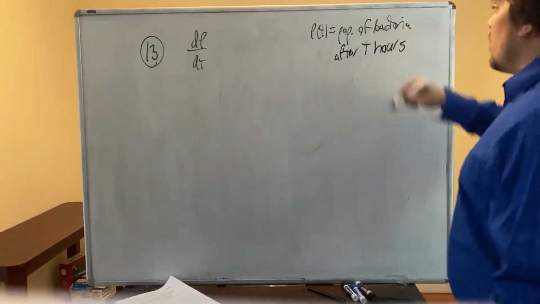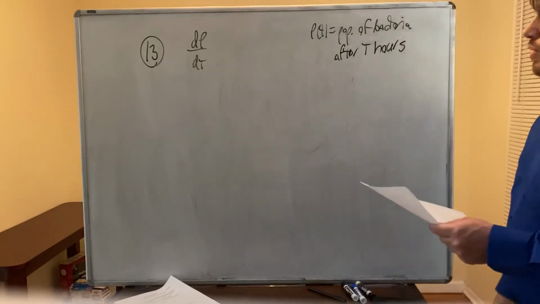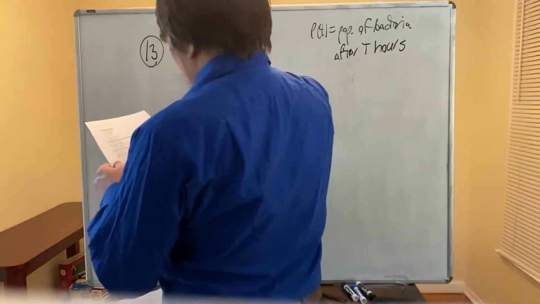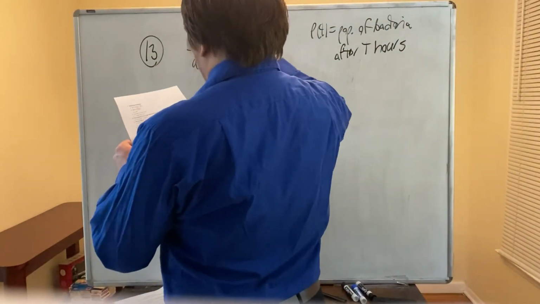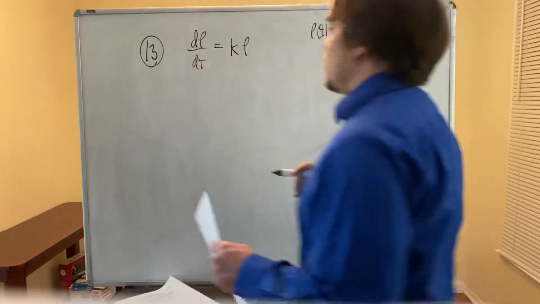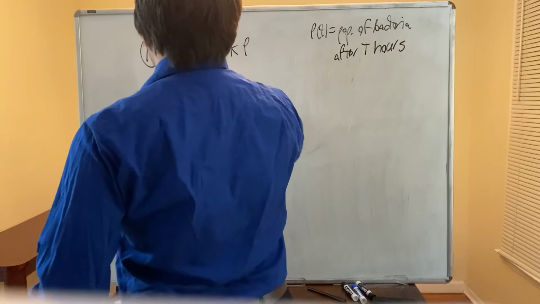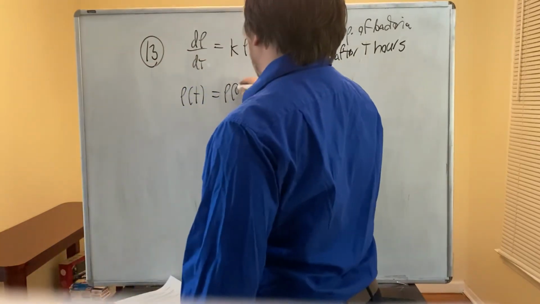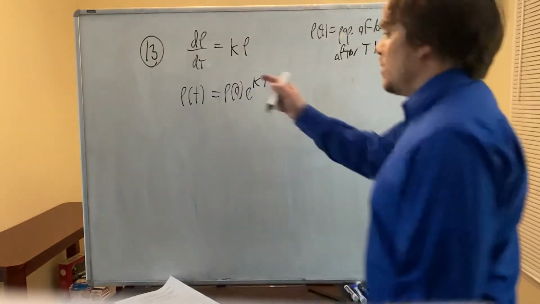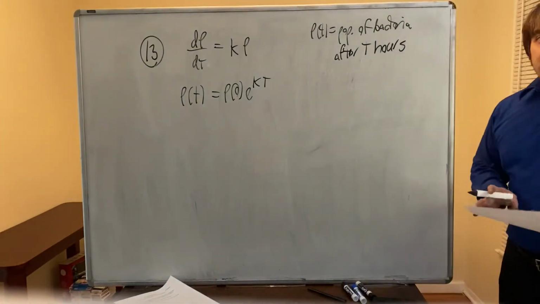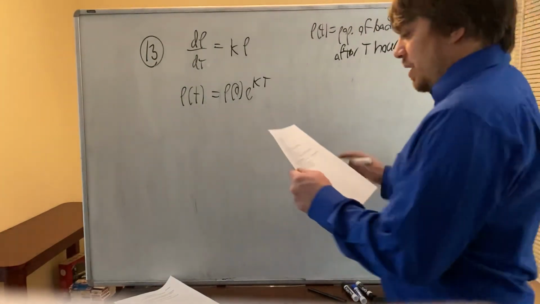Okay, so P of t is the population of bacteria after t hours. dP/dt is the growth rate. And since the growth rate, dP/dt, is proportional to its size, we know dP/dt equals kP. So we know the form of the solutions of that differential equation are P of t equals P of 0 e to the kt. So all solutions look like that.